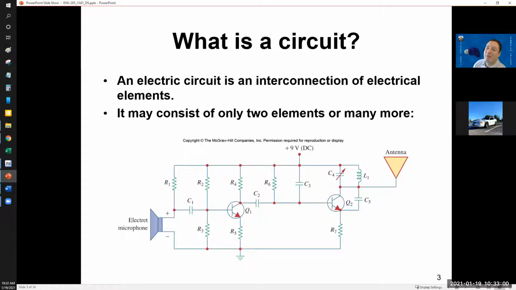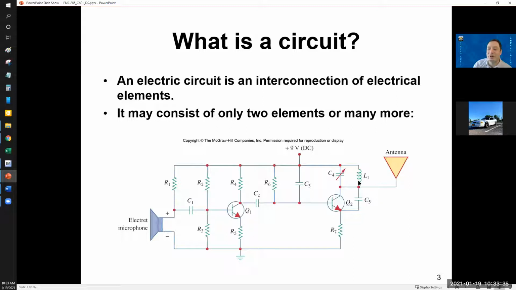But anyway, what's a circuit, right? It's basically just a bunch of electrical elements that are interconnected, right? And you can see here, they've got a microphone and an antenna, and there's a whole bunch of symbols in here, right? And we're going to look at things like resistors and capacitors. I can't remember the transistors. There's a part in your book, if you're interested in transistors, you can look at some of the information in your textbook. We're not going to go into detail in transistors.